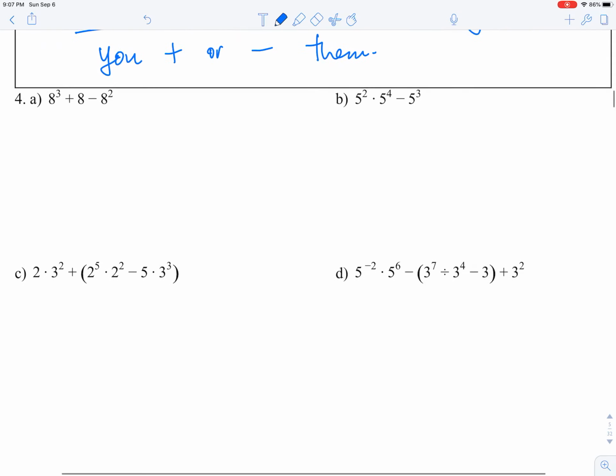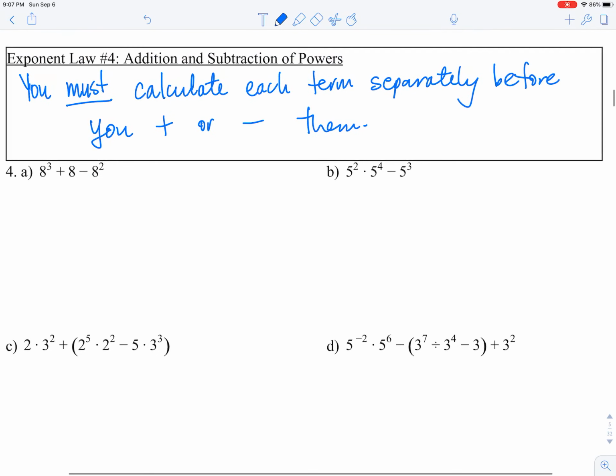So for 4a, with that rule, that means I've got to figure out what 8 to the 3 is. If I use my calculator, 8 to the 3 is 512. And then I have to add 8 and then subtract 8 squared, which is 64. So we're just doing BEDMAS. We're doing the exponents first. And then with the calculator, 512 plus 8 minus 64 gives me 456.